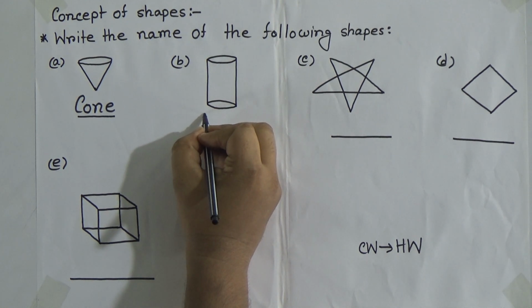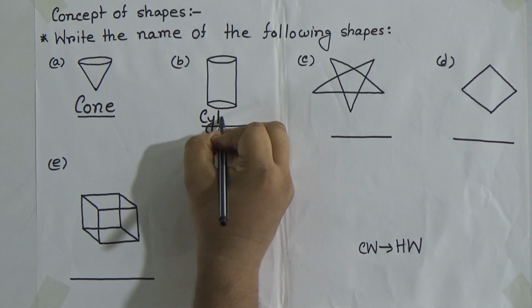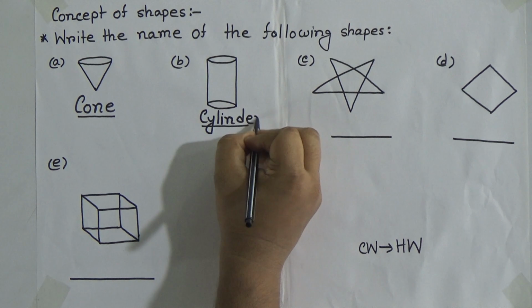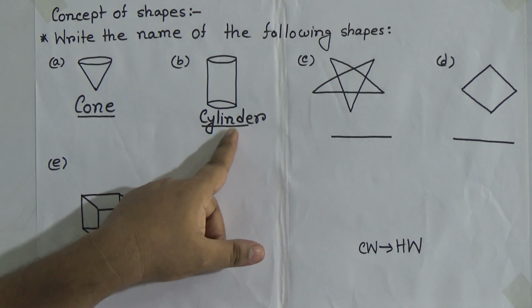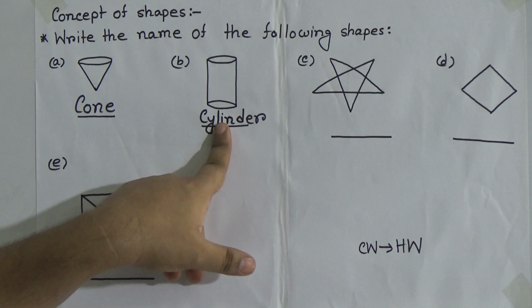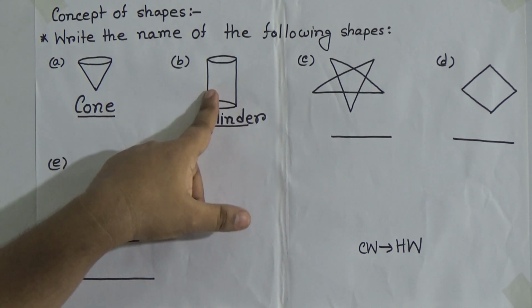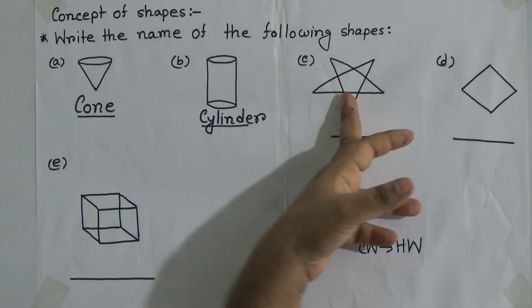What is the spelling of cylinder? C-Y-L-I-N-D-E-R. Cylinder. C-Y-L-I-N-D-E-R, cylinder. My dear students, the name of this shape is cylinder. We shall go to our next figure.